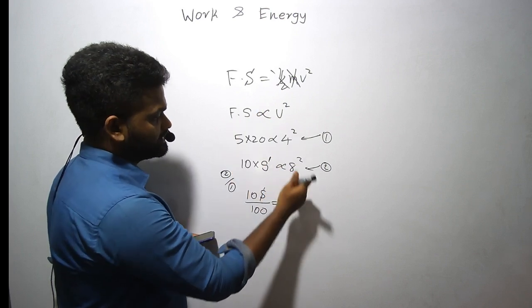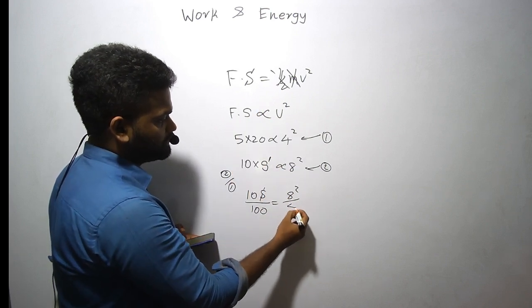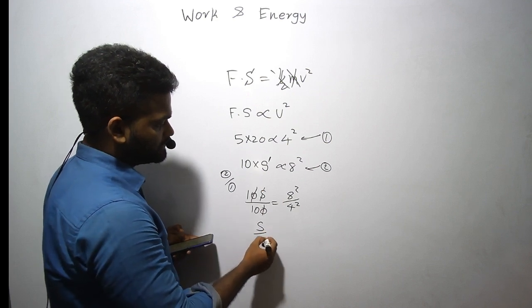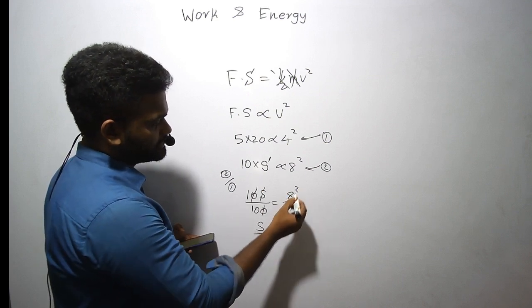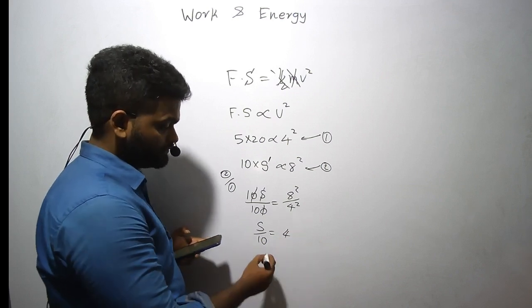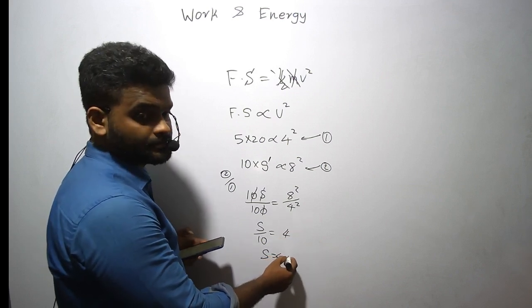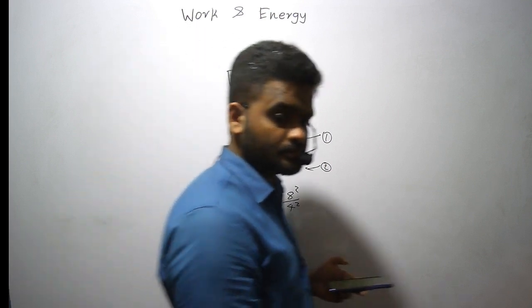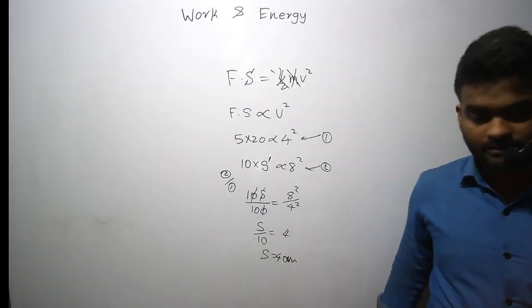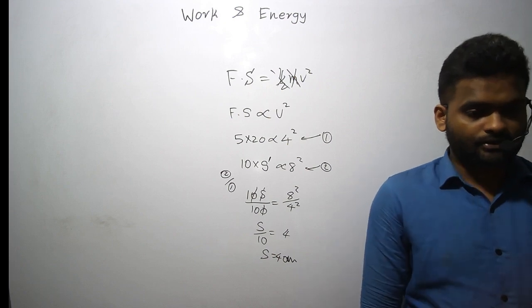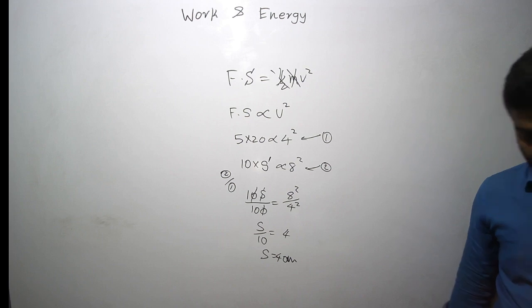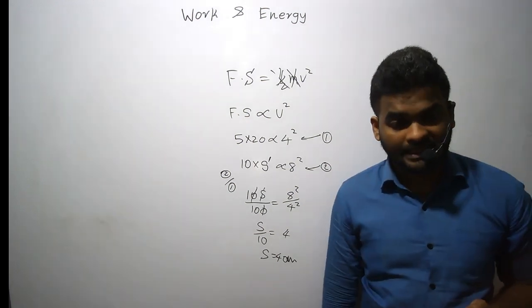So this is 8 squared divided by 4 squared. 10 cancels off. s divided by 10 equals 64 divided by 16. You get 4, right? 40 meters. Correct. Sorry, 40 centimeters, right? It should be 40 centimeters because we substituted centimeters and didn't convert units, okay?